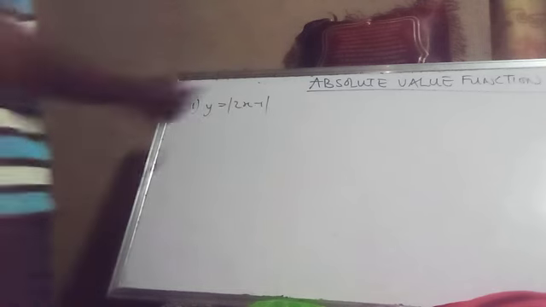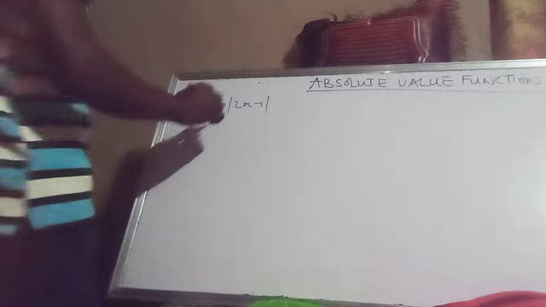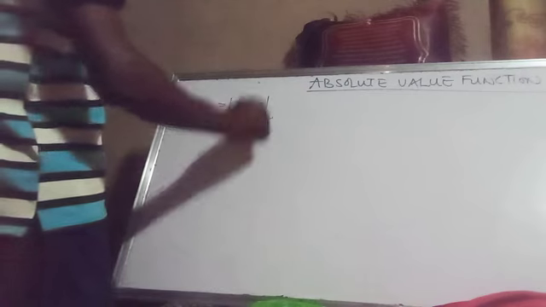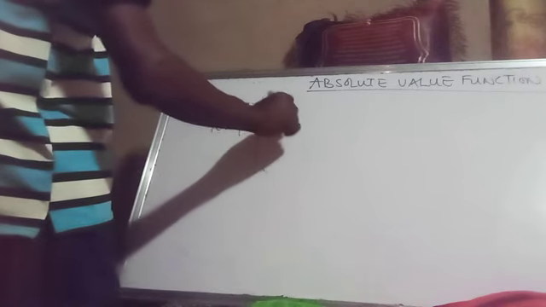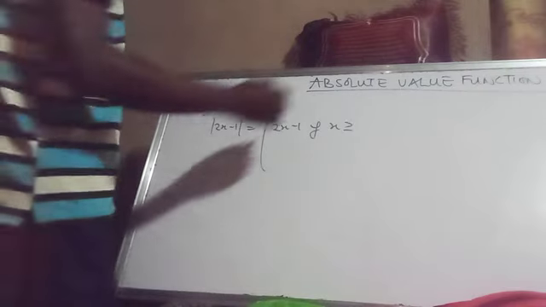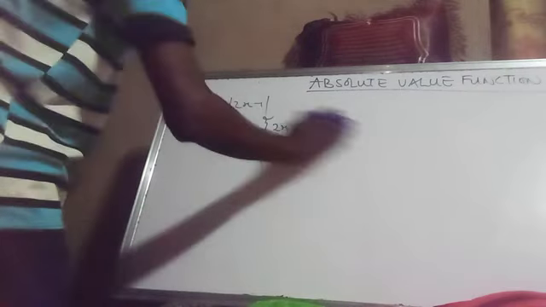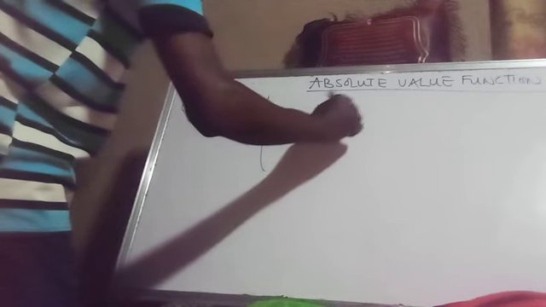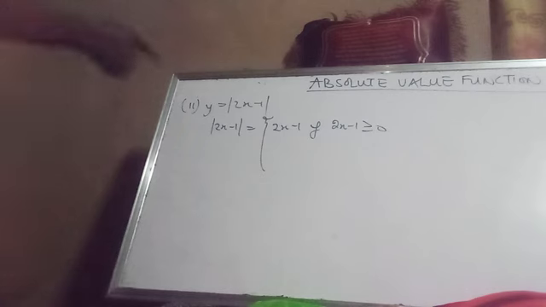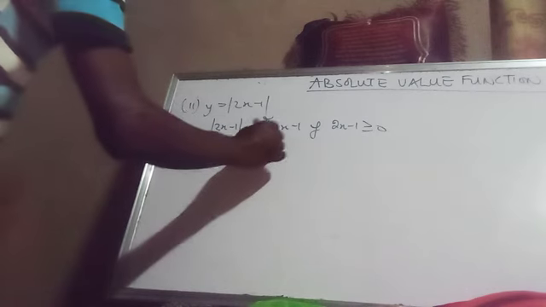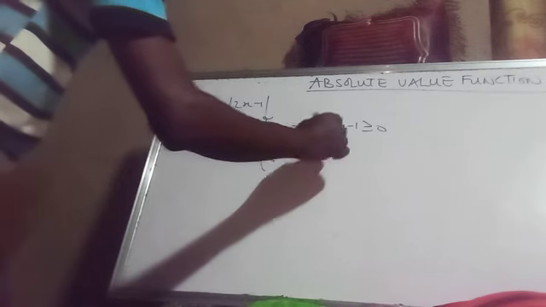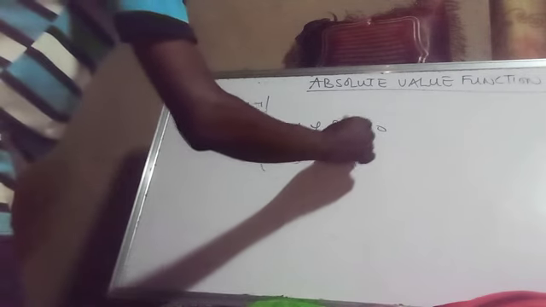Now we first define the absolute value of 2x minus 1. We define it as 2x minus 1 if 2x minus 1 is greater than or equals to 0. Let's take it step by step. I hope you understand. Fine. It will be minus of 2x minus 1 if 2x minus 1 is less than 0.